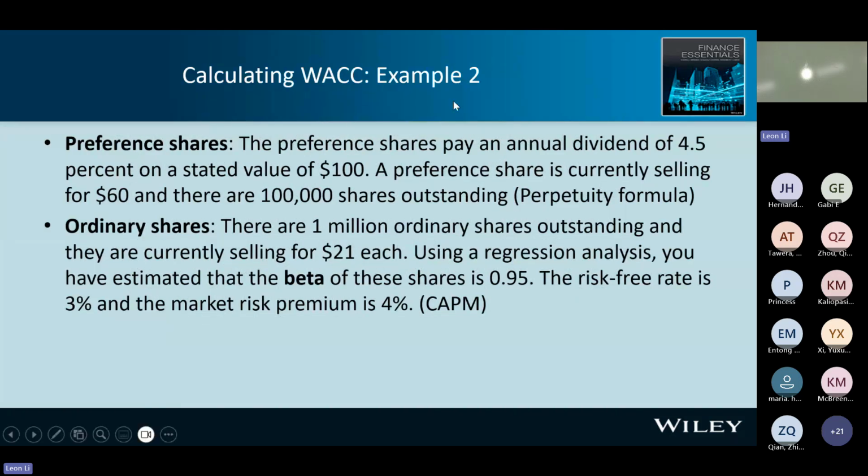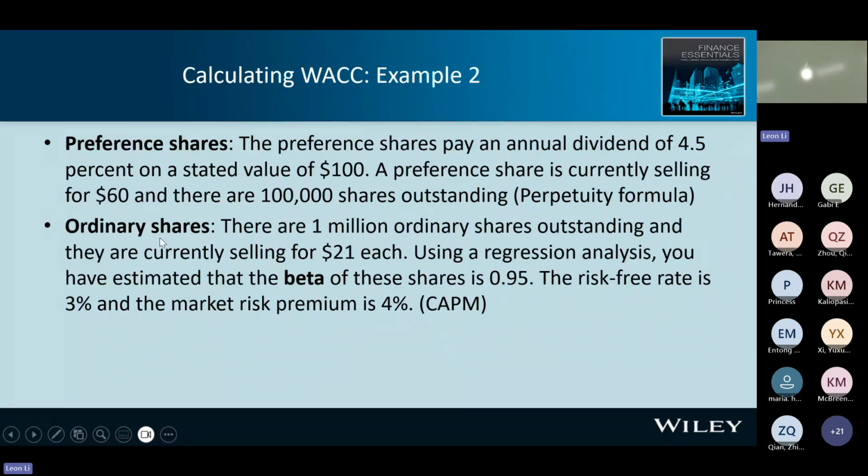The second type of capital is preference share. When I see preference share, I know it's a perpetuity, a constant dividend payment forever. You can see an annual dividend of 4.5% on the stated value of $100. So 4.5% times $100 means $4.5, constant forever. So I know I can use the perpetuity formula to calculate the cost of preference share.